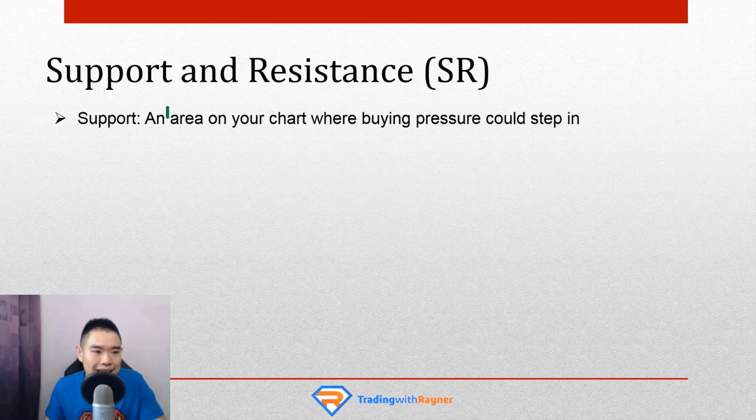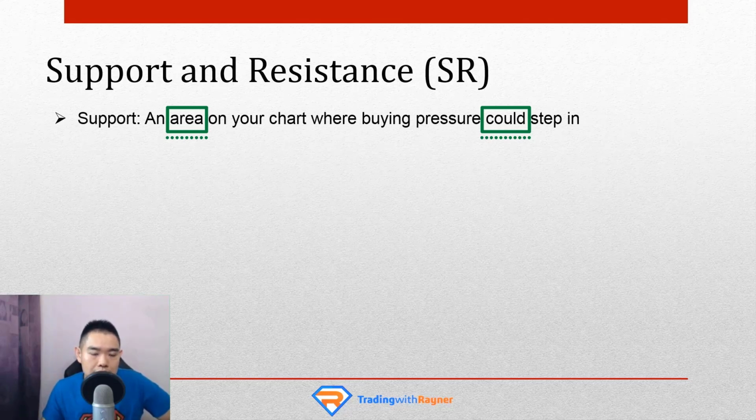Support is an area on your chart where buying pressure could step in. I didn't say must, right? Because in trading, nothing is guaranteed. Trading is all about probabilities, never certainty. So it's an area on your chart where buying pressure could maybe come in to push the price higher.